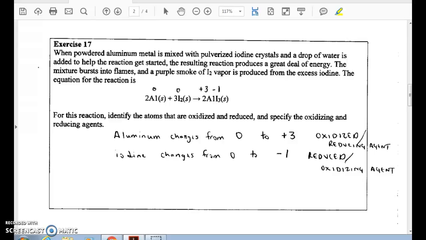So whatever is oxidized is also the reducing agent, and conversely whatever is reduced is also the oxidizing agent. And there will always be one of each in an oxidation-reduction reaction. So the iodine changes in oxidation state from 0 in the reactants to -1 in the products. So it has decreased and gained electrons. So that is reduced. And therefore the solid iodine is also called the oxidizing agent.